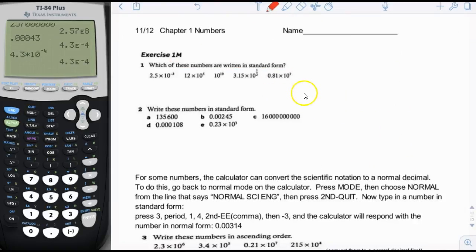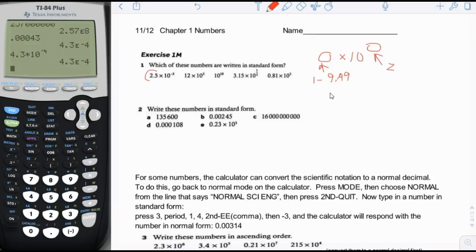Okay, moving on to page 11 where we have practice problems. Which of these numbers are written in standard form? Remember, standard form means there's a number times 10 to the number. And this number here has to be between 1 and 9.999. And then this number here has to be an integer. Okay, so let's see which ones are okay.